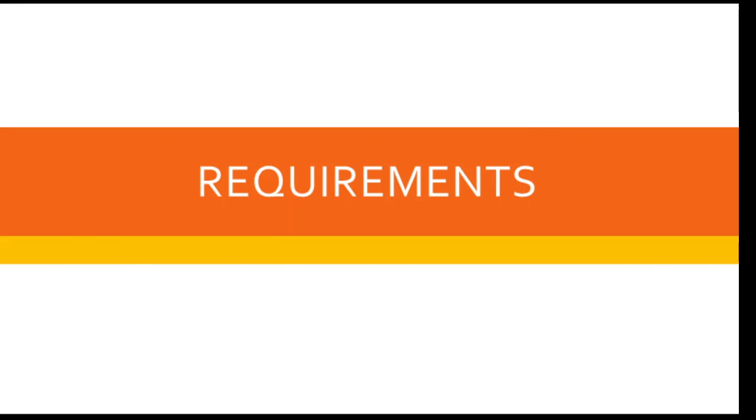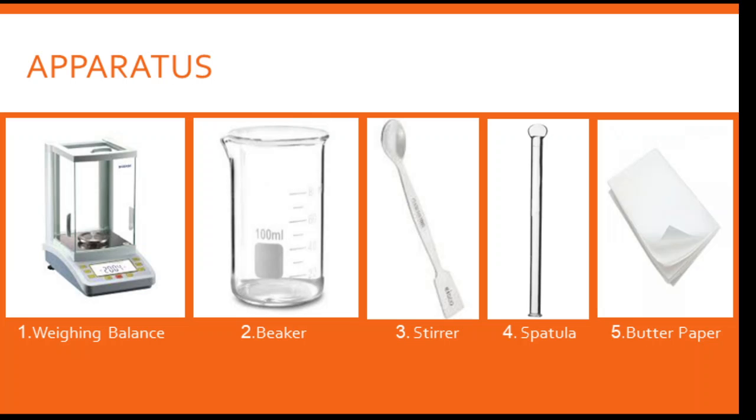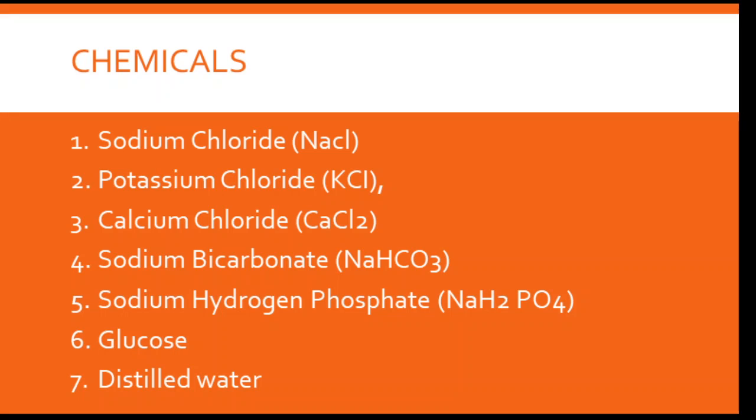Requirement: apparatus, weighing balance, beaker, stirrer, spatula, butter paper. So all the requirement images are given in the image. Chemicals: sodium chloride, potassium chloride, calcium chloride, sodium bicarbonate, sodium hydrogen phosphate, glucose, distilled water.